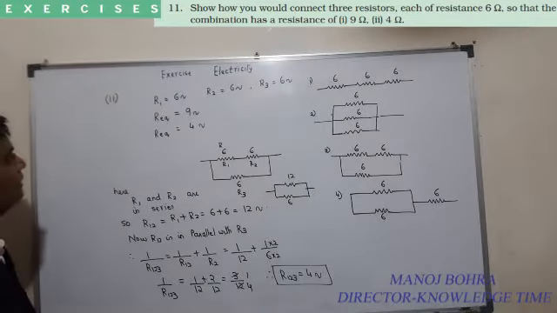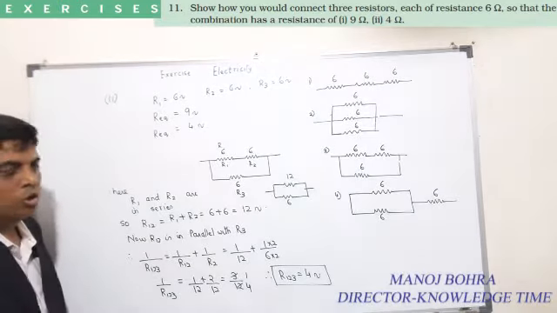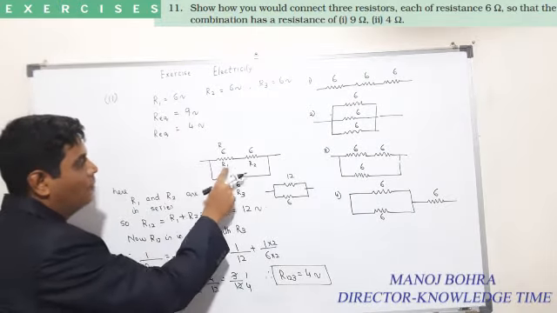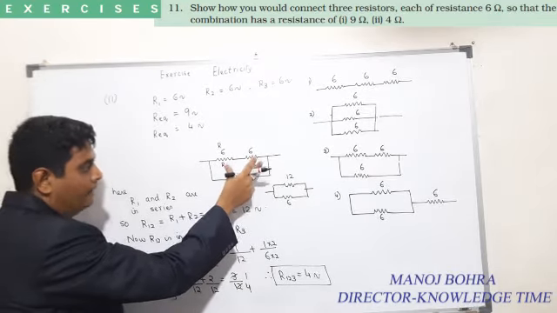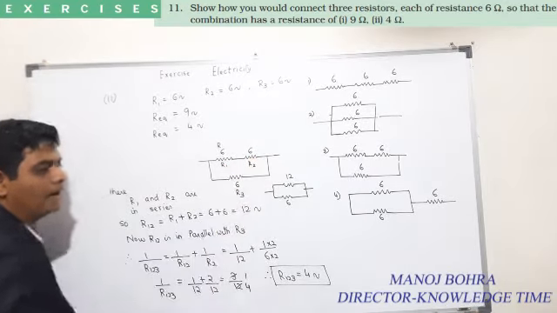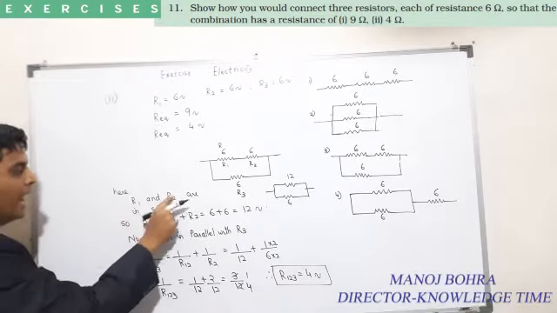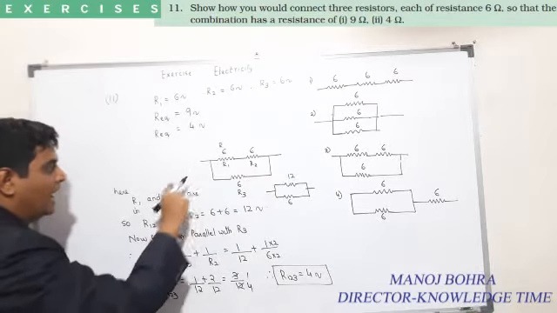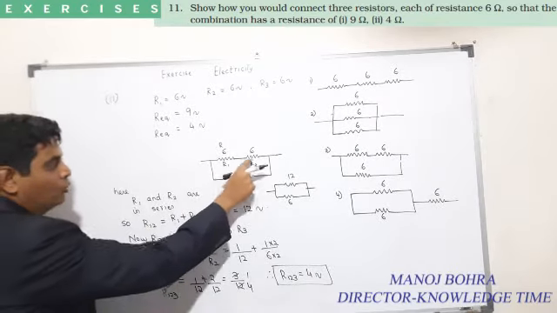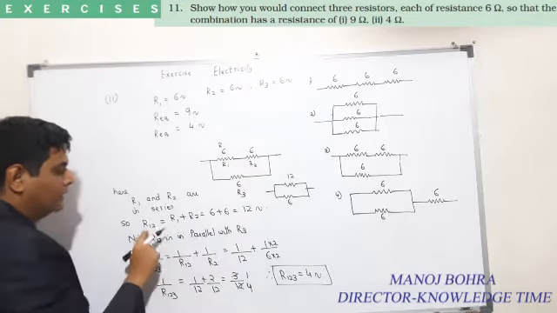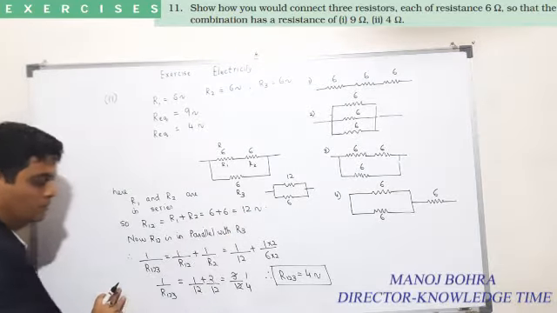In continuation with the same sum, we want R equivalent as 4 ohms. So what will be the combination? The combination will be 2 resistances connected in series and that combination connected in parallel with the third resistance. So let us see the calculations. R1 and R2 are connected in series and that combination is connected in parallel with the third one. So what will be R12? They are in series, so it will be R1 plus R2. R12 is 6 plus 6, which is 12 ohms.